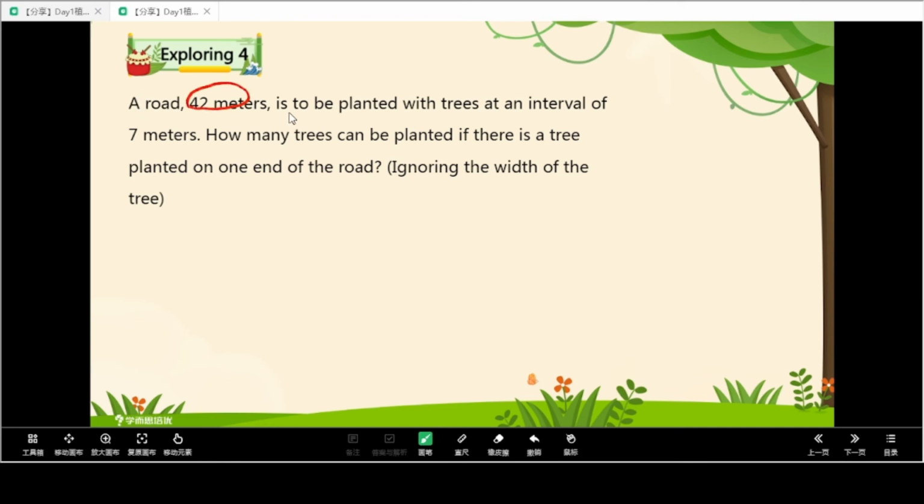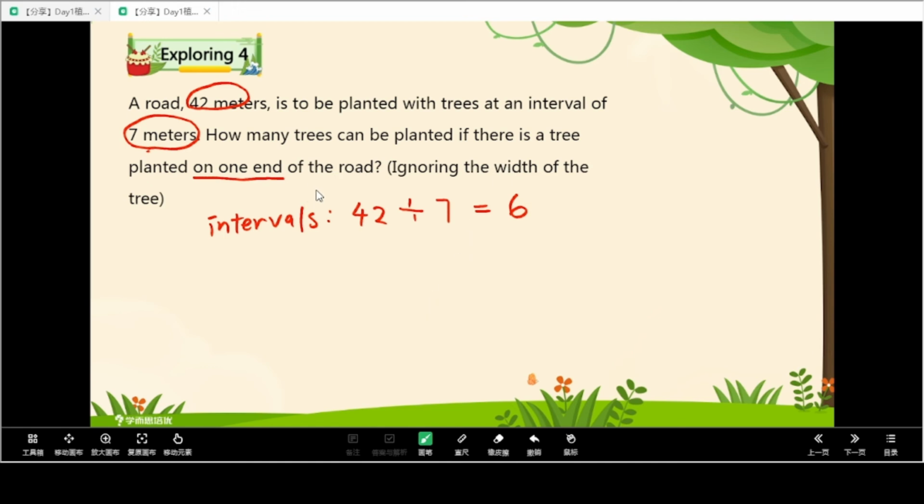Okay, a road 42 meters long is to be planted with trees at an interval of 7 meters. How many trees can be planted if there is a tree planted on one end of the road? What should we do for the first step? Yes, we should get the number of intervals. So, how can we write the calculation? It is 42 divided by 7 equals to 6.